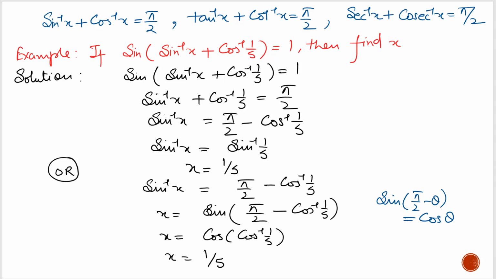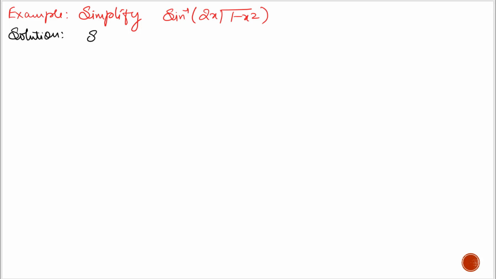Now some questions on simplification. Simplify sin inverse of 2x into root of 1 minus x squared. Here we put x equals sin theta, so theta equals sin inverse x.